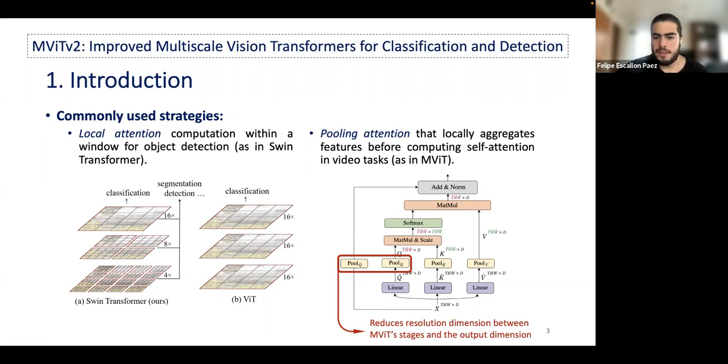What they did in reducing the query, they achieved a reduced resolution dimension between the stages and also in the output dimension. When they shortened the keys and values tensors, they could reduce the memory and the computation complexity. So this is the approach they made to avoid this challenge.